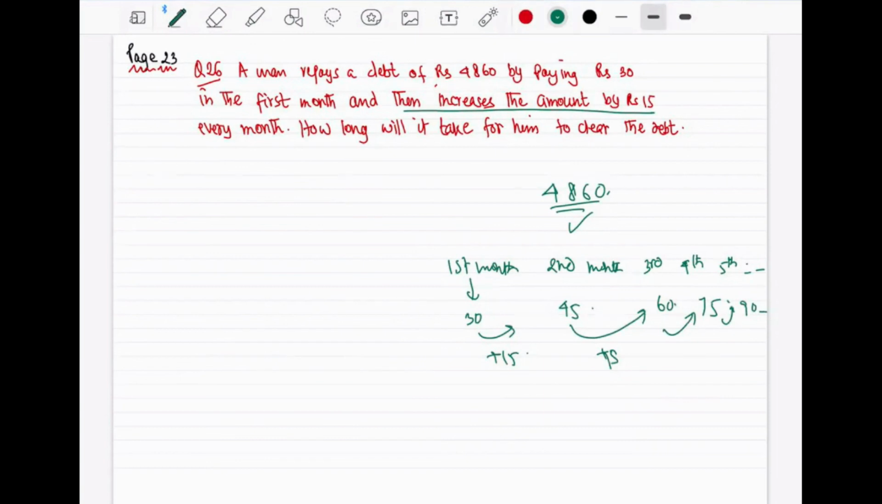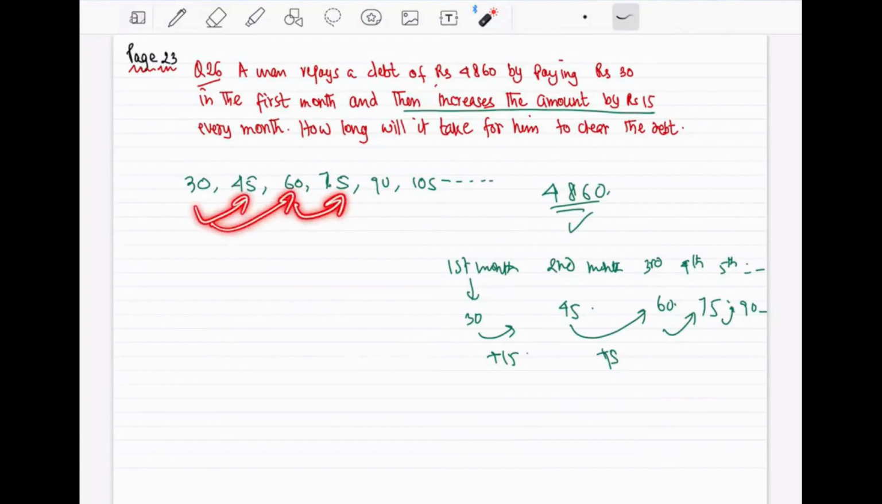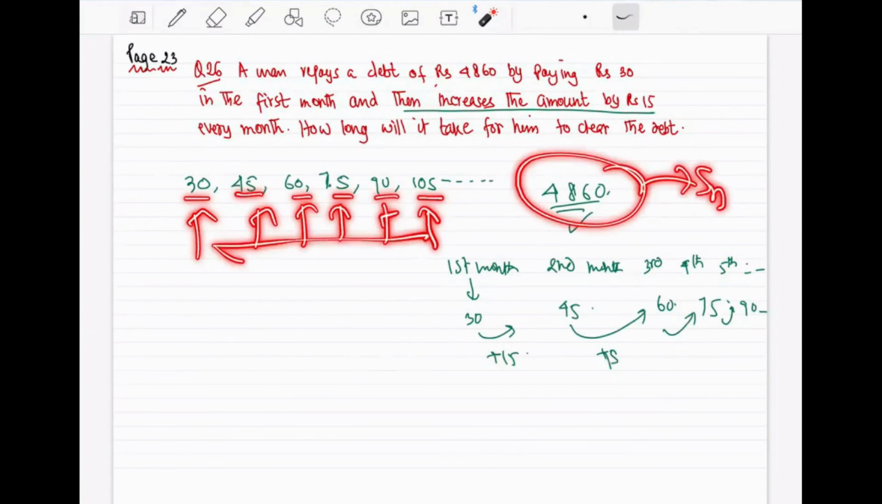Let's try to put the amount of money that he repays each month in terms of a sequence. First he paid 30, next he paid 45, next 60, next 75, next will be 90, 105, and so on. If you add all of them, how much are we supposed to pay off? We're supposed to pay off 4860. That means according to the question, this is the sum. The sum of money he borrowed is the sum of all the amounts that he pays back each month. So these are the terms. This is the AP. This is the sum.